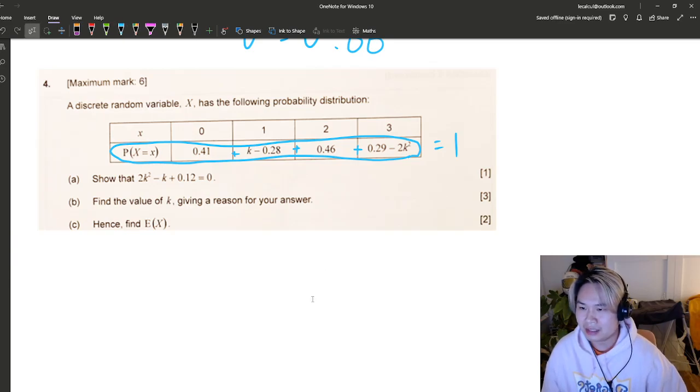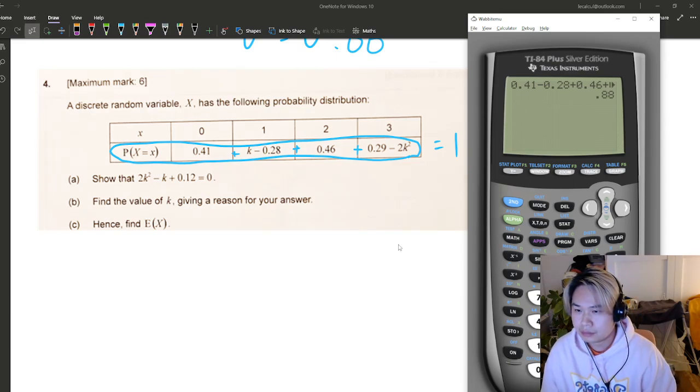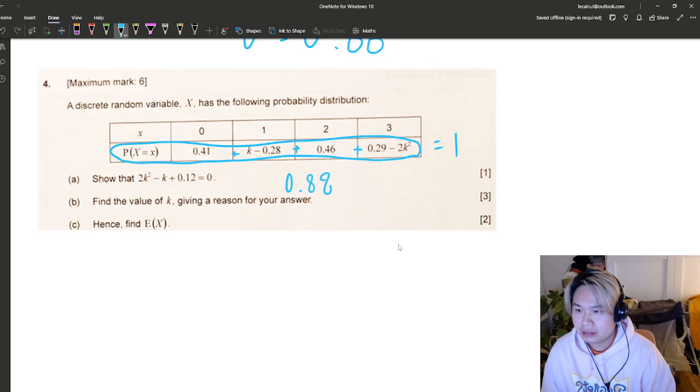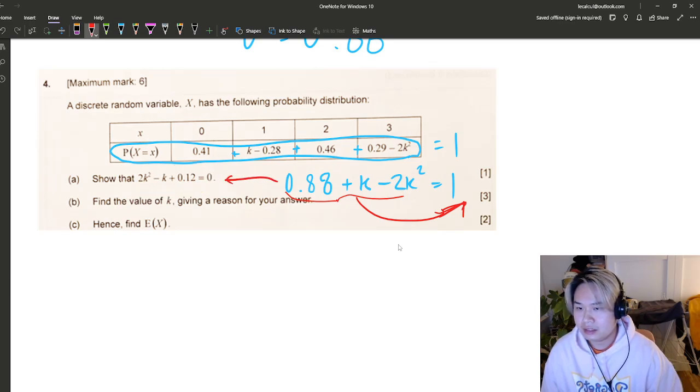Ew, I don't want to add decimals together. Okay. So what do we got? We got 0.41. I'm going to collect it with all the other decimals, so minus 0.28, plus 0.46, plus 0.29, so 0.88. So I got 0.88 plus k minus 2k squared minus 1. Okay. Oh, and then we're going to just move everything to the left side. And then you'll get this answer, right? Yeah. This becomes plus, this becomes minus. 1 minus 0.88 is 0.12.